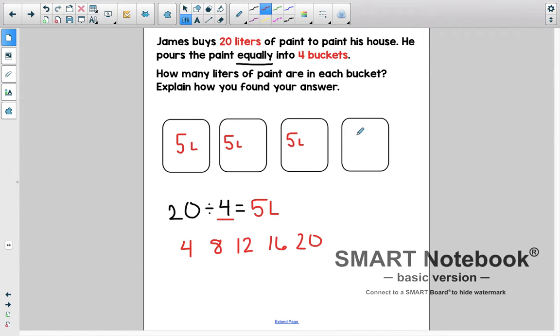When you see that word equally, or at least pouring it equally, it's always going to be division because he wants to divide his 20 liters of paint into each bucket. So each bucket is going to have 5 liters of paint. And when it says explain how you found your answer, you can write a sentence explaining that equally is another word for divide, and you can explain how we figured out our division problem. All right, let's move on.